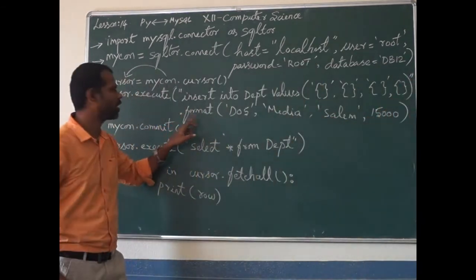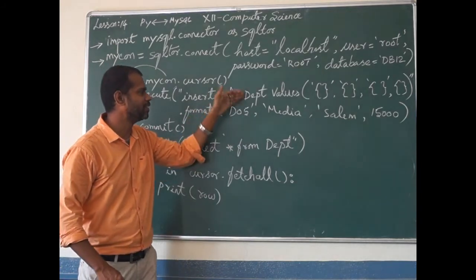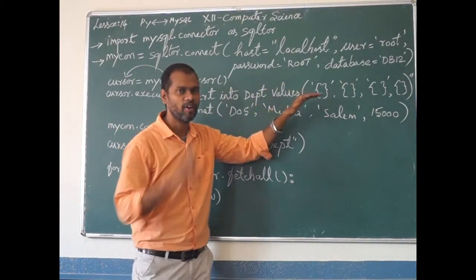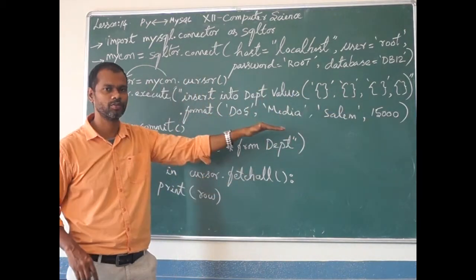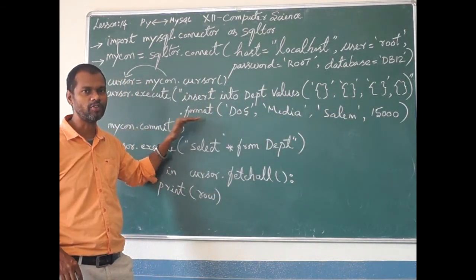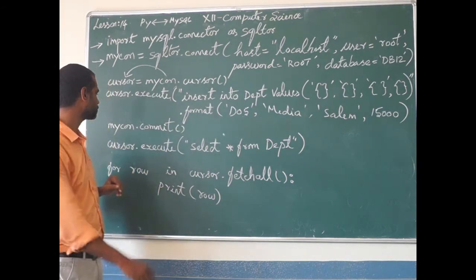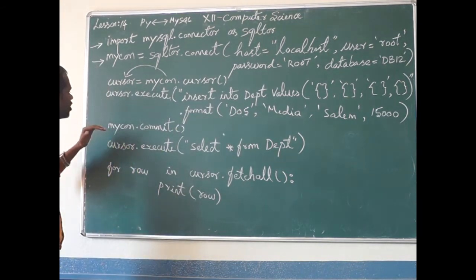Here, the values you have to write on the next line. First you give the curly bracket, and next you give the values, and before that you have to write .format. Clear? Okay.